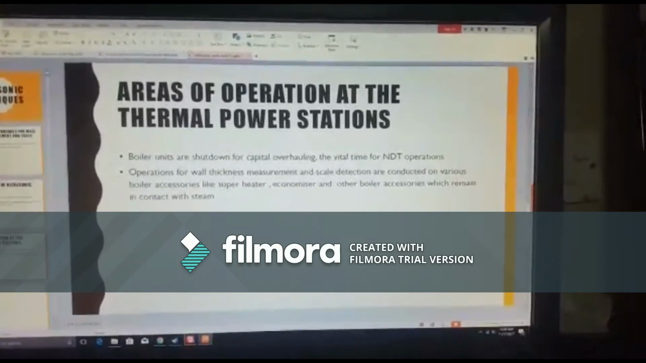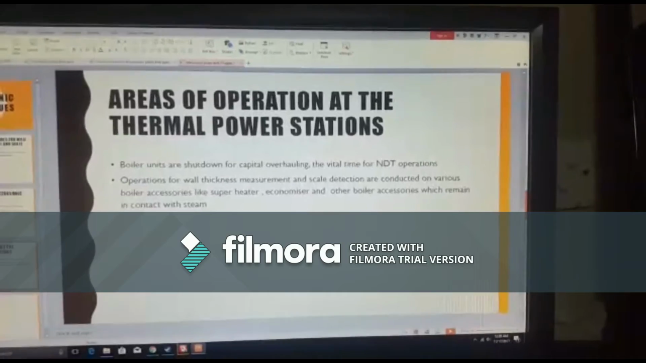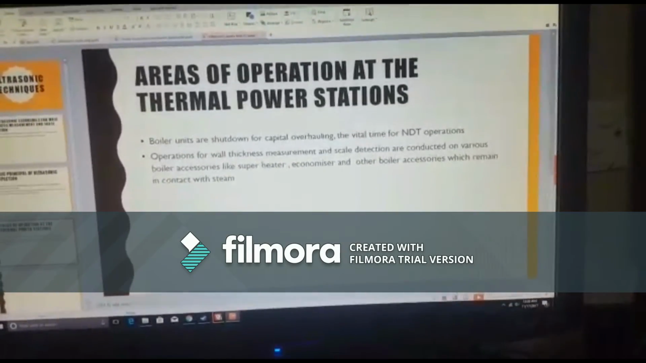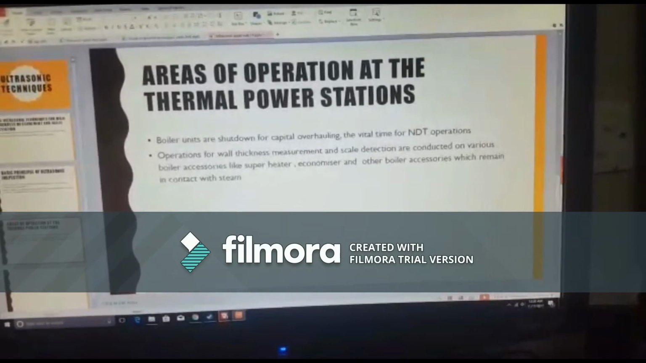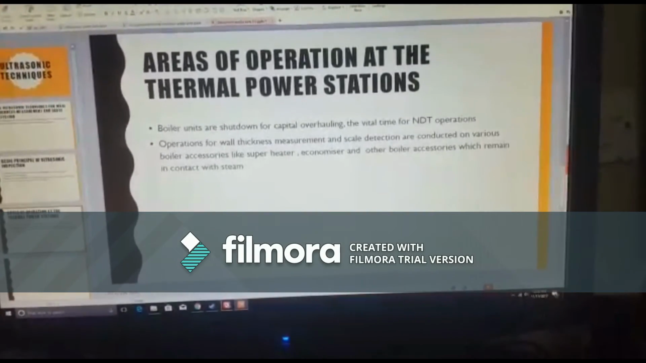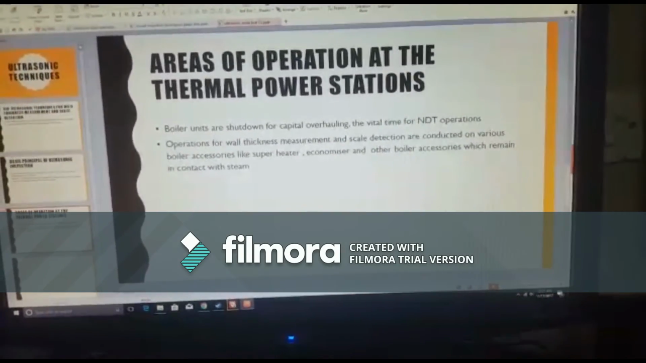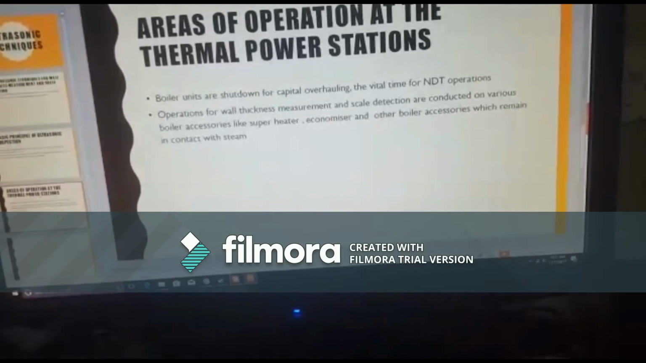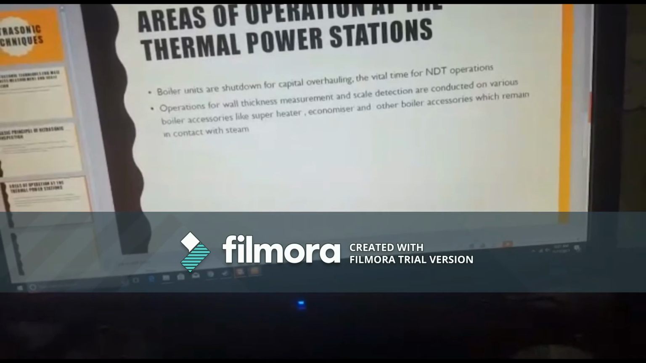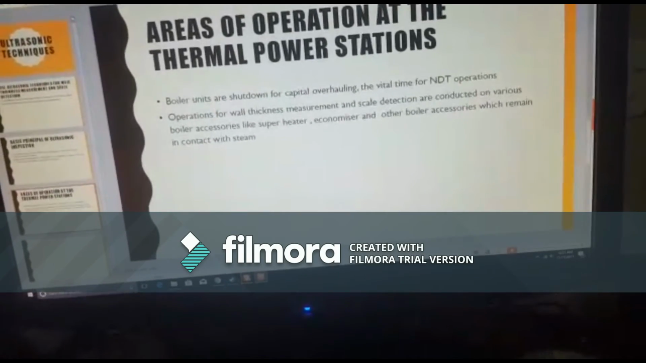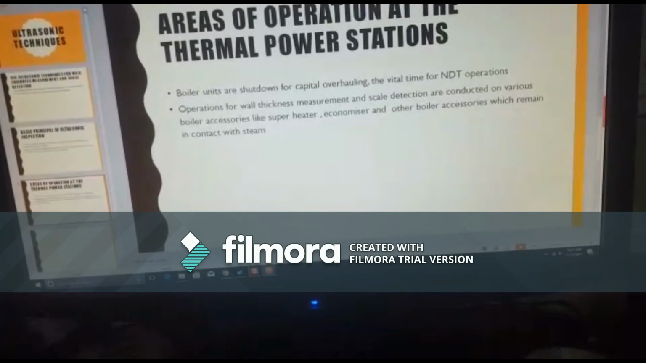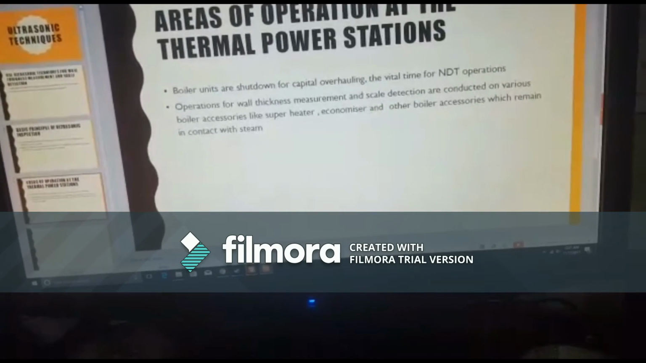Areas of operation at the thermal power station. Basically, a thermal power station consists of a furnace to burn the fuel, a steam generator or boiler containing water. Heat generated in the furnace is utilized to convert water into steam. Main power units such as an engine or turbine use the heat energy of steam to perform work, and a piping system conveys steam and water.